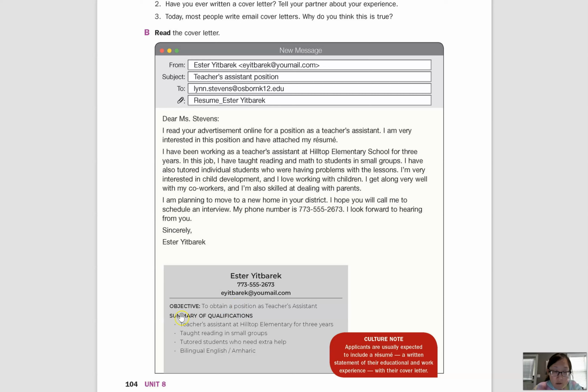And you can also see her summary of qualifications here as well. She was a teacher's assistant at Hilltop Elementary School for 3 years. Actually, not was, but she has been working as a teacher's assistant, so she still works there. And then she has taught reading in small groups. She has tutored students who need extra help, and she can speak both English and Amharic. And I looked it up, and Amharic is the language of Ethiopia. Okay. So we are going to go ahead and look at the next page.